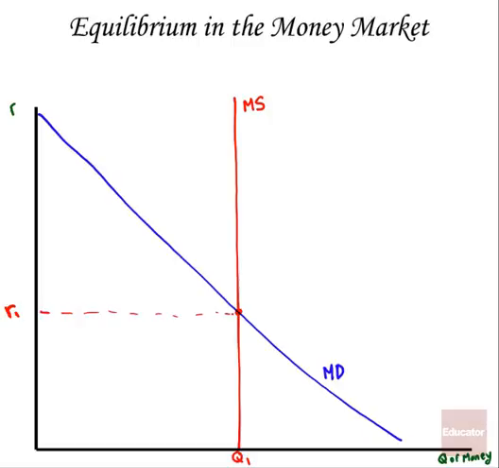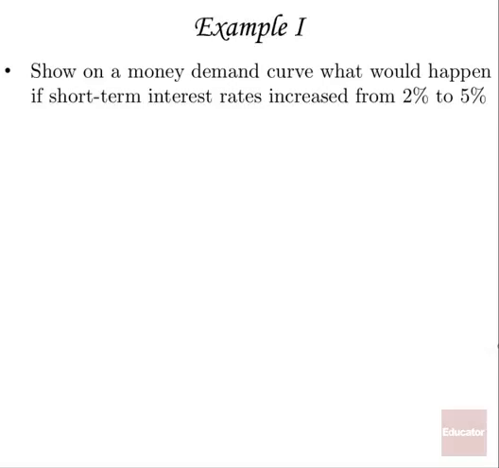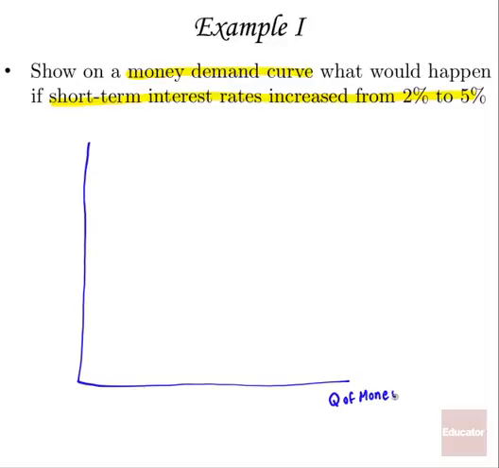So example number 1: show on a money demand curve what would happen if short-term interest rates increased from 2 to 5%. What's going to happen to the quantity demanded for money? Let's draw this graph. On the x-axis, you're going to have the quantity of money. On the y-axis, you're going to have R, which represents the interest rate.